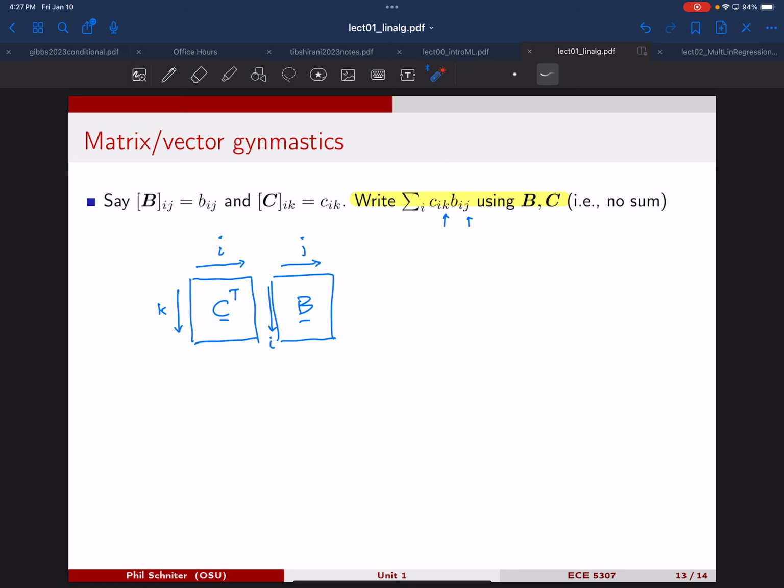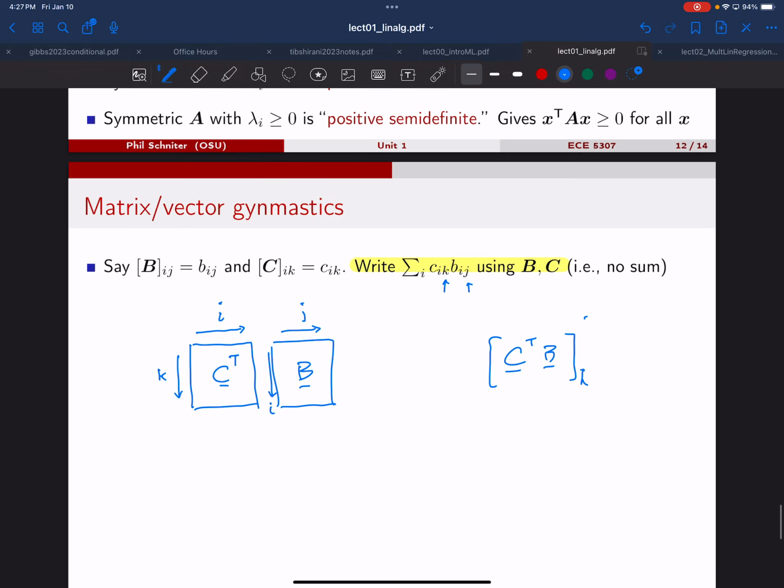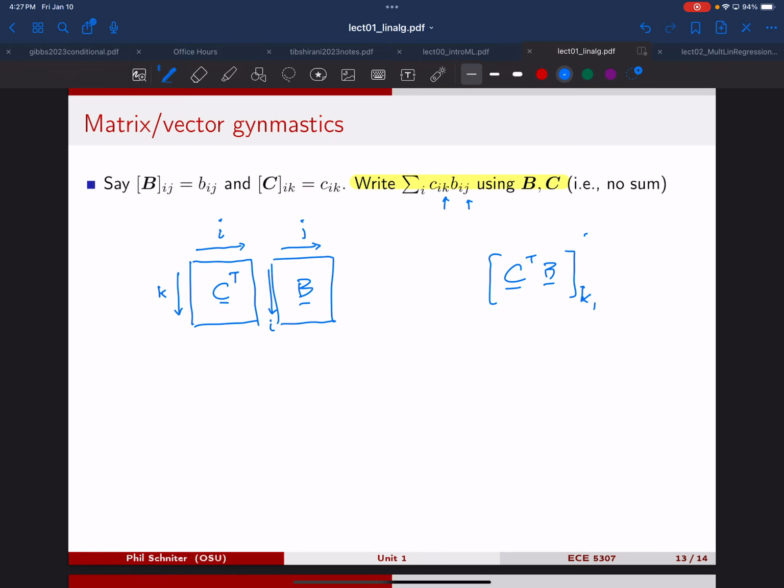So to do that, we take this matrix multiply on the left, which is an entire matrix, and then we extract the kth row and the jth column. And that will give us this summation that we're looking for. Okay, so this is at least one way of solving this problem. We've written this using those two matrices without a sum.